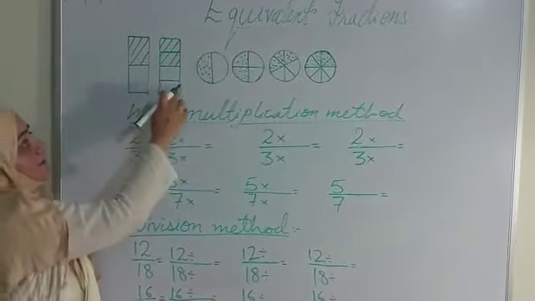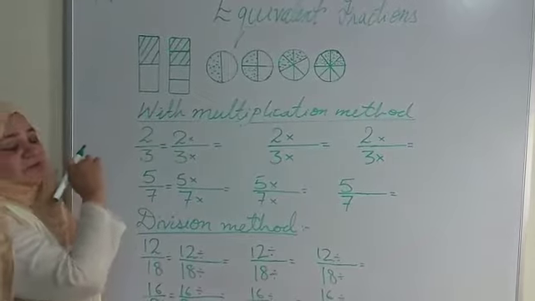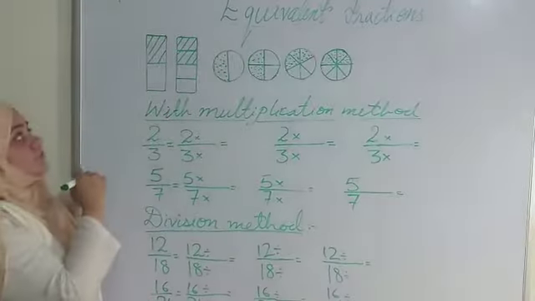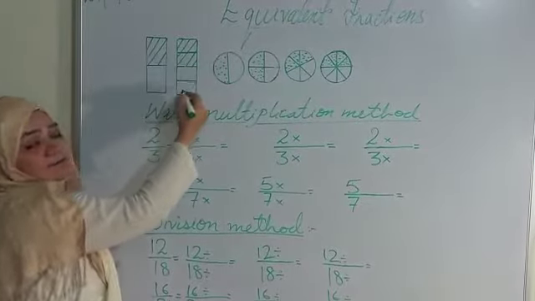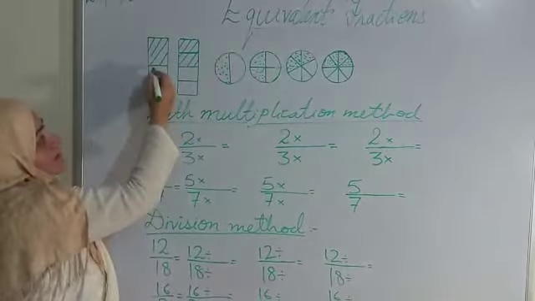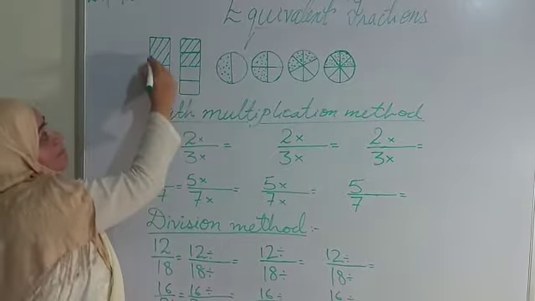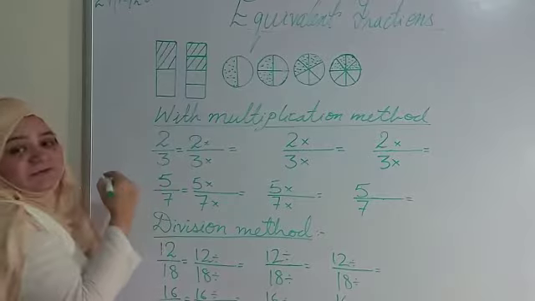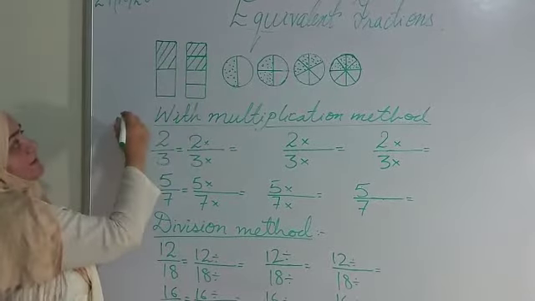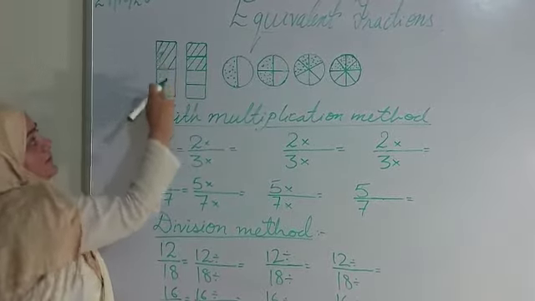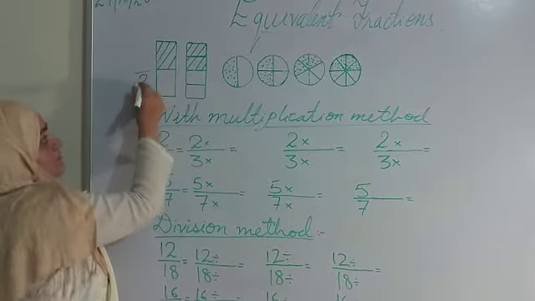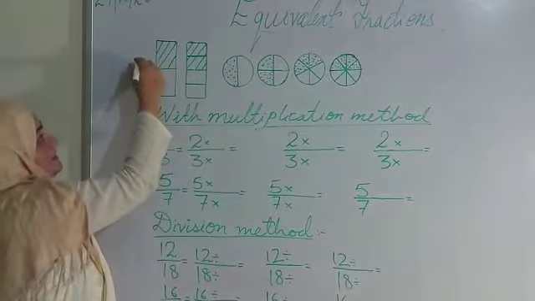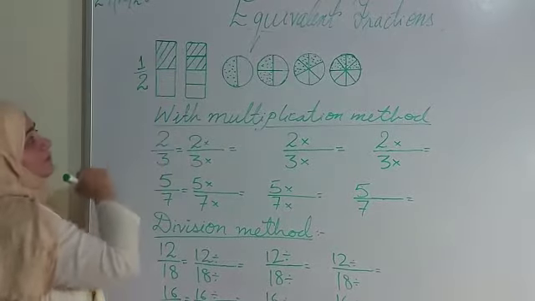You can see two diagrams. Both are equal in shape and size. But here we can see that it is divided into two parts and this one is divided into four parts. Though it is divided into two parts, that shaded part is equal to this shaded part which is divided into four parts. If I am going to write it in fraction form, this whole is divided into how many parts? Two equal parts. So we will write 2 in denominator and this shaded part is 1. So we will write 1 in numerator.